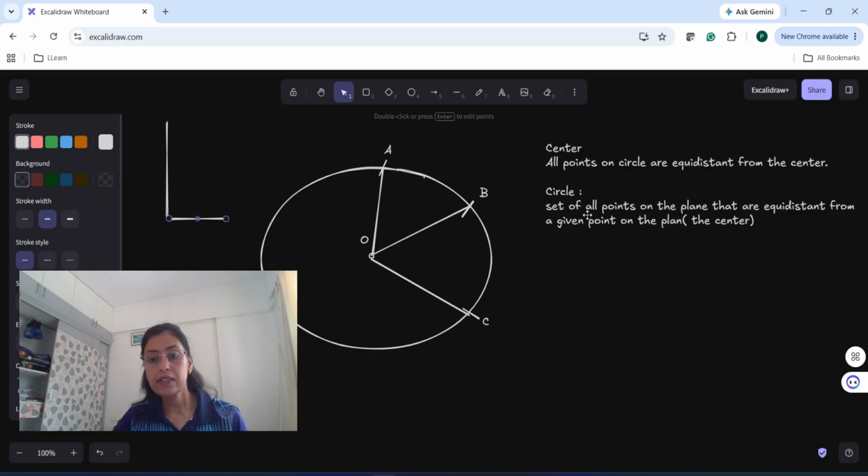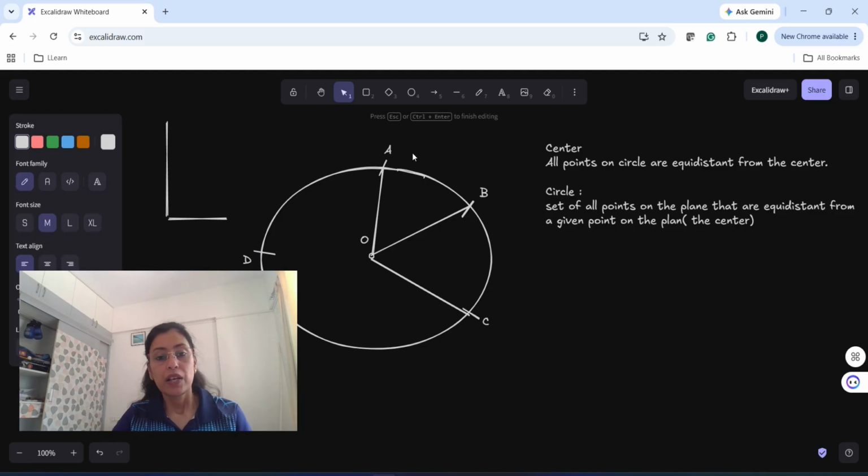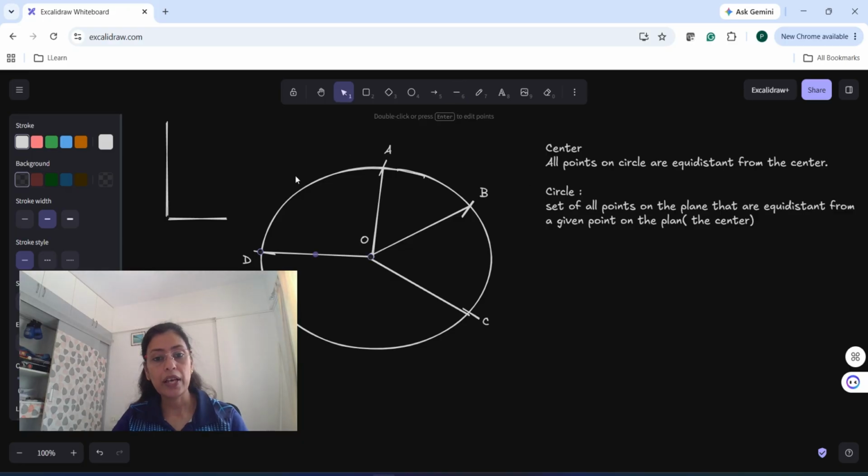So what I'm saying here is all the points on the plane which are at an equal distance. Equidistant means at an equal distance from a given point. This given point is called the center. So all these points, I can have any other point here, which I can call D. Now all these points on this plane which are at an equal distance from O, any given point, that makes a circle. So here I first made the circle and then I showed you all these points, right?